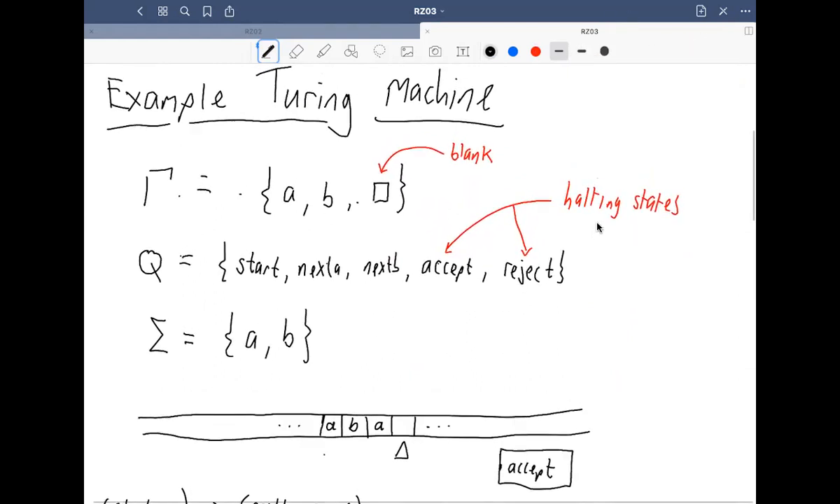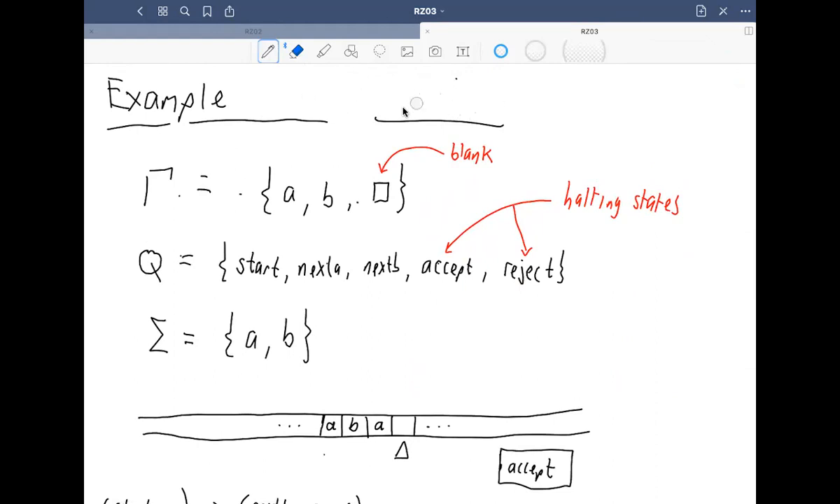So what is a non-deterministic Turing machine? Well, let's again begin with an example. So here's the example Turing machine from last week. And let's turn it into a non-deterministic Turing machine.